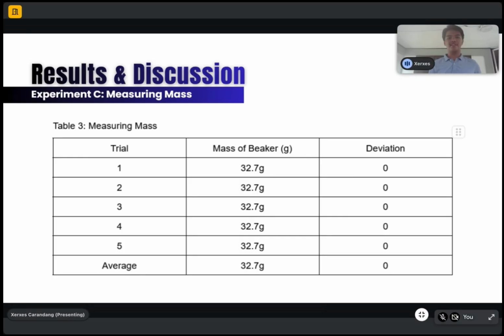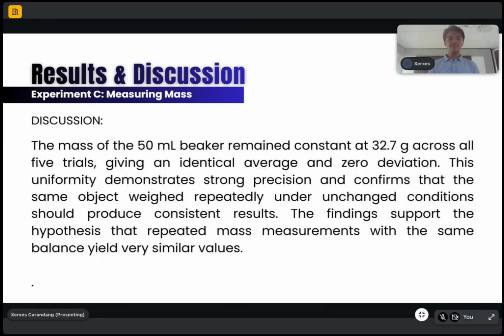For experiment C, measuring mass, a beaker was weighed 5 times using a beam balance to determine consistency, average mass, and deviation. For trials 1 to 5, the results showed a consistent 32.7 grams of mass and a consistent deviation of 0, resulting in an average of 32.7 grams of mass and 0 deviation. The mass of the 50 ml beaker remained constant at 32.7 grams across all 5 trials, giving an identical average and 0 deviation.